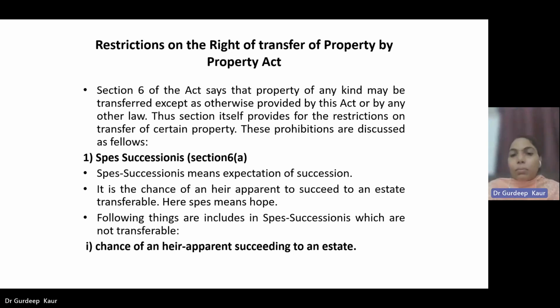Section 6, Clause A, provides the term spes successionis. It means the expectation of a succession. It is the chance of an heir apparent to succeed to an estate, which is not transferable. Here, spes means hope or expectation. Under this, the following things are made non-transferable. First is the chance of an heir apparent succeeding to an estate.